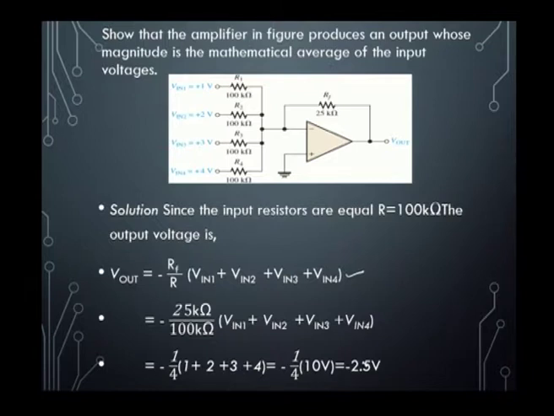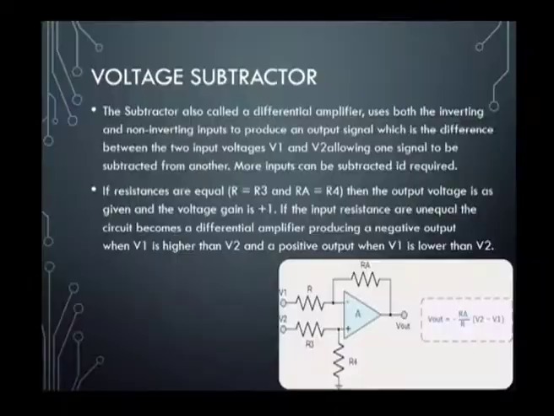So, from the example, what we learned is that even if the resistor values and the feedback resistor value are different, we need to use this formula to get the output voltage. The output voltage will be the sum of all the input voltages divided by the number of inputs, which gives the V out of an averaging amplifier having different values of resistor.